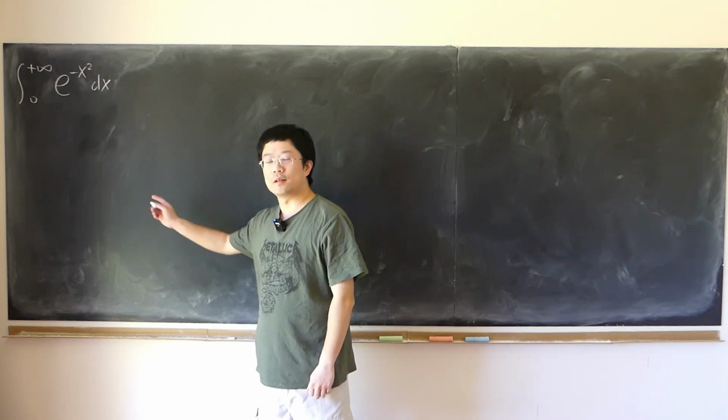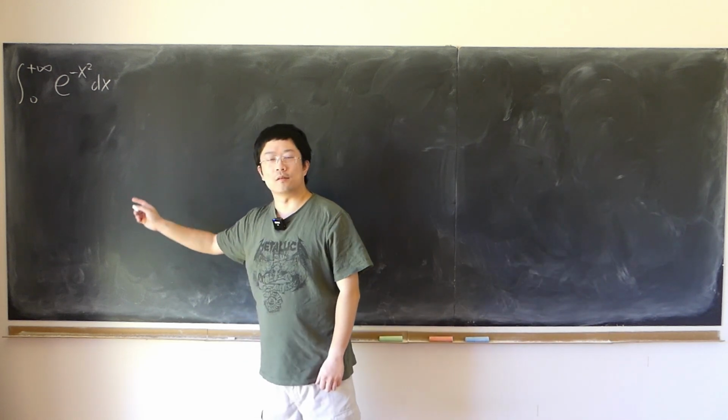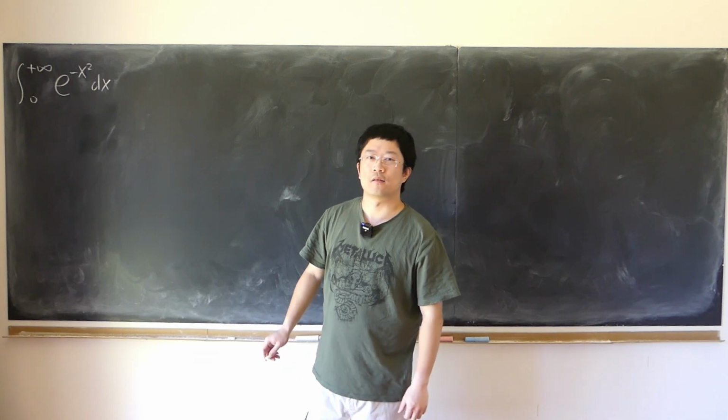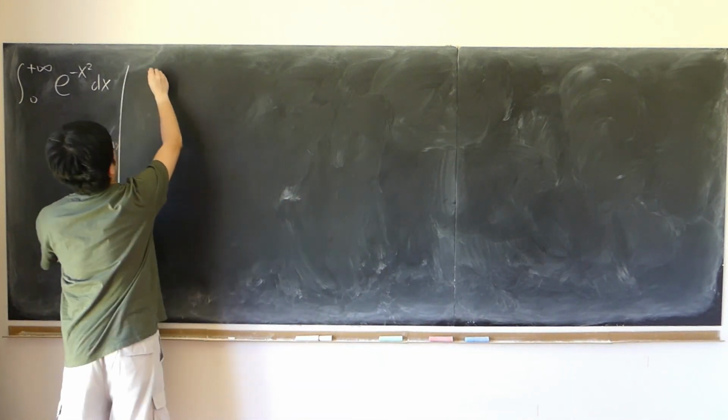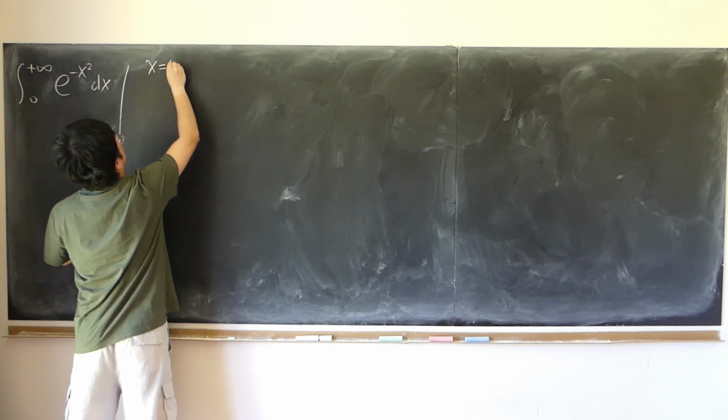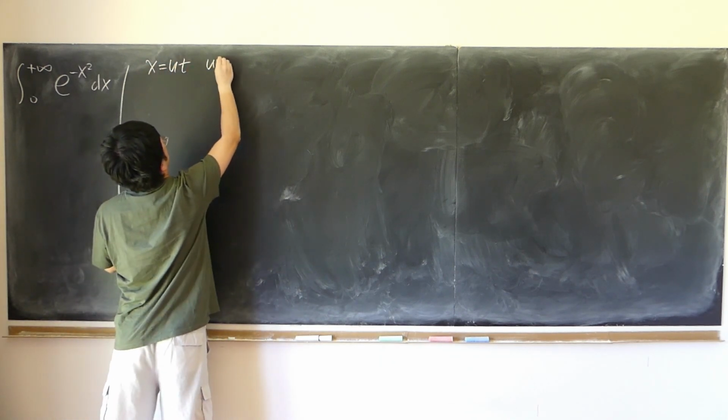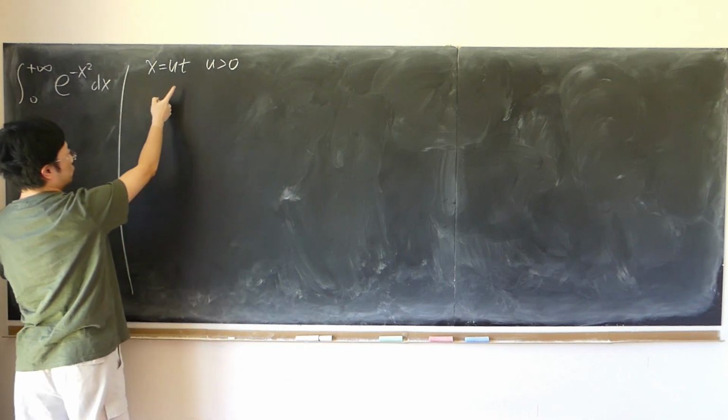Let's calculate the probability integral. There are millions of different ways of calculating it. This time, let's use parametric integration. I'm going to let x equal u times t, where u is bigger than 0. t is a new variable.